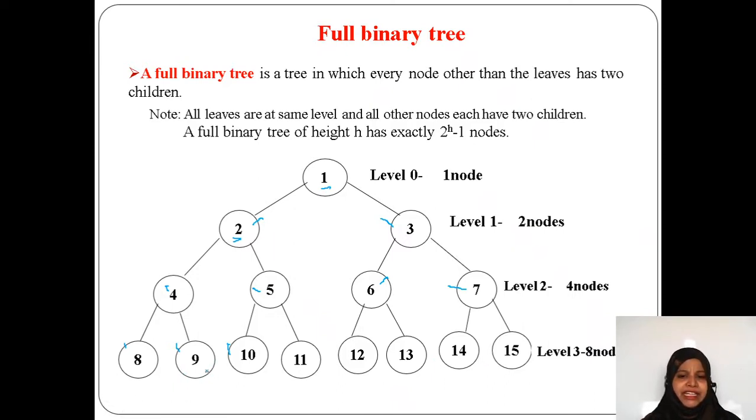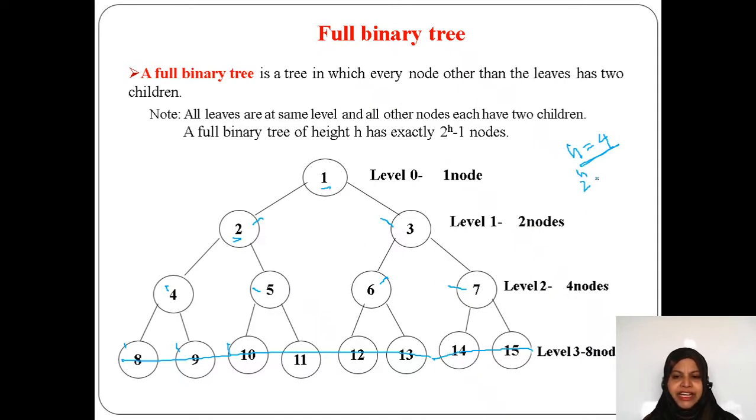In a full binary tree, all the leaf nodes must be present in the same level. See here, in level 3 all the leaf nodes are present, right? All leaf nodes are at the same level and every other node has two children. A full binary tree has exactly 2 power h minus 1 nodes. For example, if the height of the tree is 4, how many nodes are present in the full binary tree?